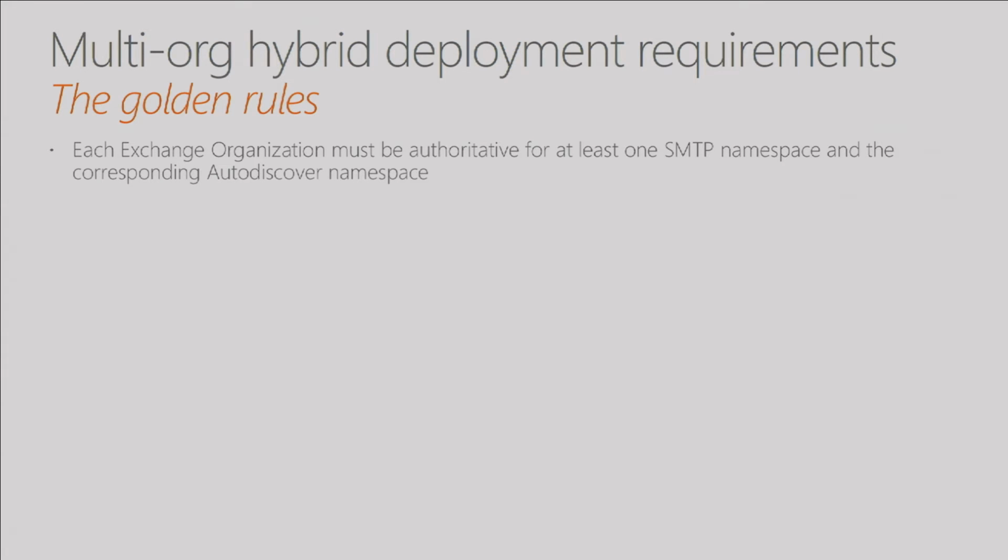So when somebody on premises is looking up free busy for a cloud user, it can't look up the cloud user by querying ted@contoso.com.